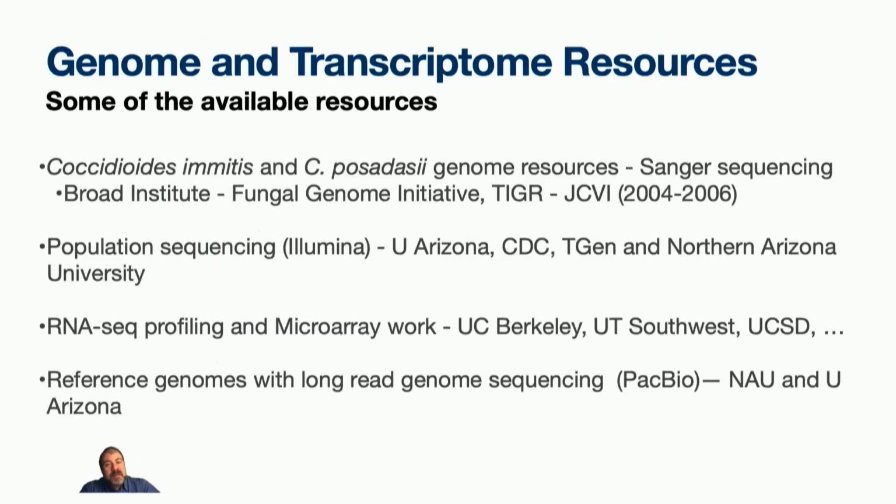What genomic resources have already been generated for Coxy and are available? These include some of the early foundational work from the Fungal Genome Initiative led through the Broad Institute, as well as efforts at TIGR, which is now JCVI, that generated Sanger genome sequences for 2 of the species, and then additional Sanger genomes that were more draft quality from different isolates within the 2 species. These are really important starting points for so much of the biological investigations I mentioned.